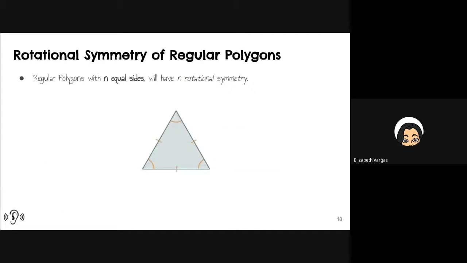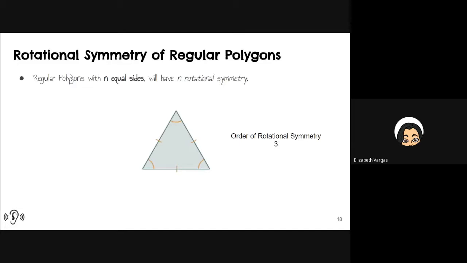No? Okay. And so same thing for rotational symmetry as is in reflectional symmetry. Regular polygons with n equal sides will have n rotational symmetry. So this is a regular polygon. This regular polygon has 3 sides, and so we can say it has 3 orders of rotational symmetry. Very similar to reflectional symmetry. So this one has 3 orders of rotational symmetry and 3 orders of reflectional symmetry. We know that because of the number of sides of this regular polygon.